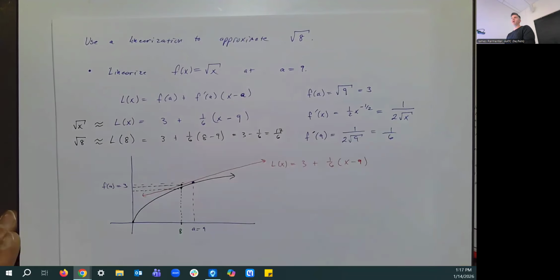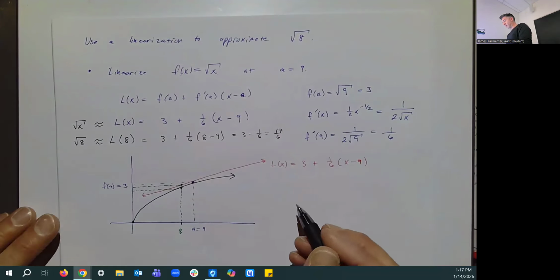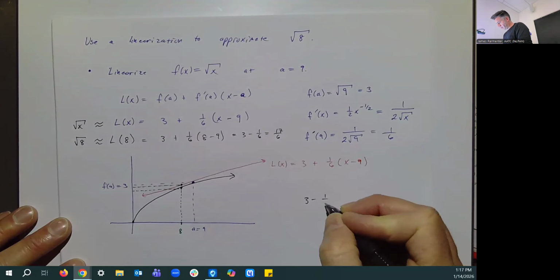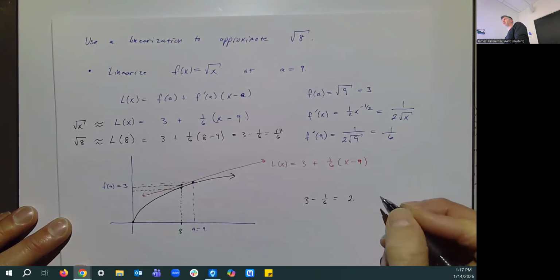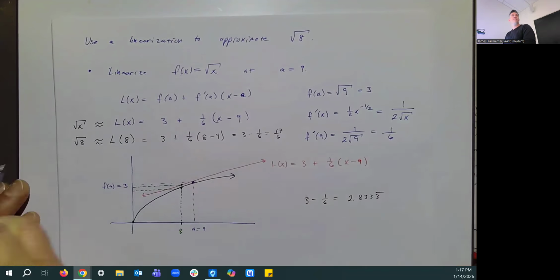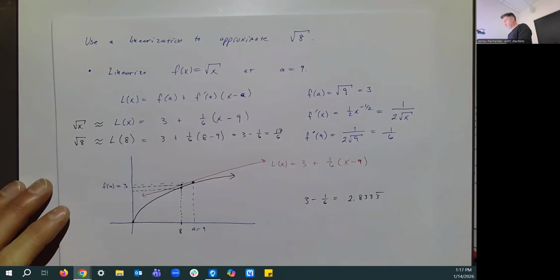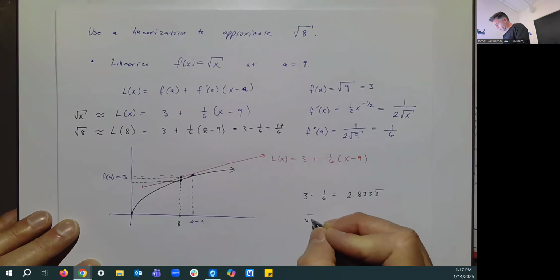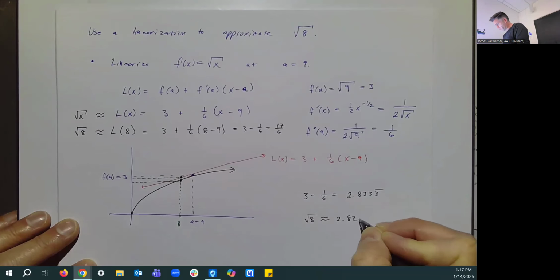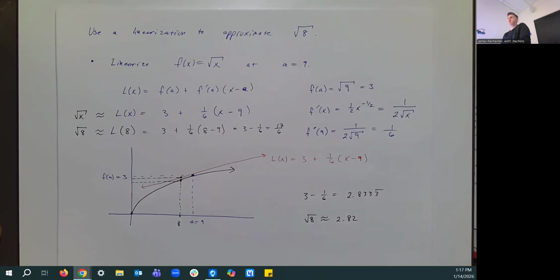But I feel like that's not super helpful when it comes to actually knowing how good a job we did. So if you actually write it as a decimal, 3 minus 1/6 should be what? 2 point something. I think it's 2.8333 forever. Yeah, that sounds right. Whereas if you use a calculator, the square root of 8 is approximately, I think, 2.82. So pretty good, right? At least good to one decimal place. That's not bad for just doing something not too terrible.